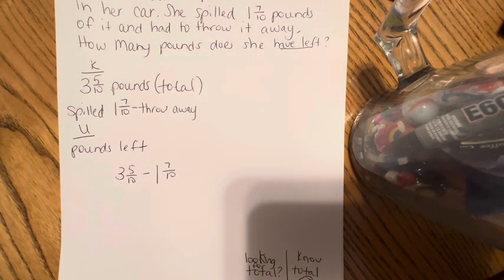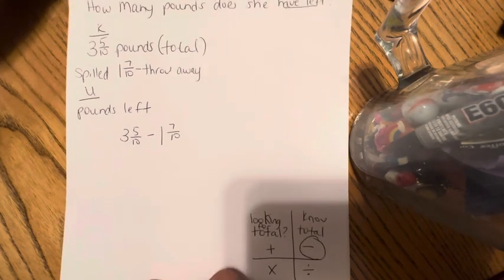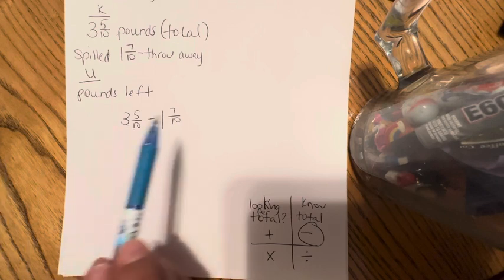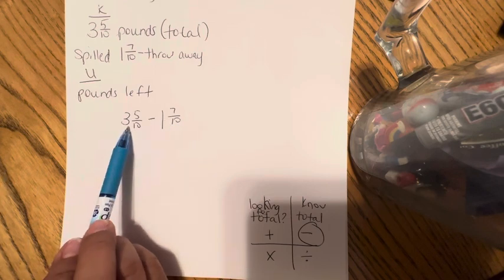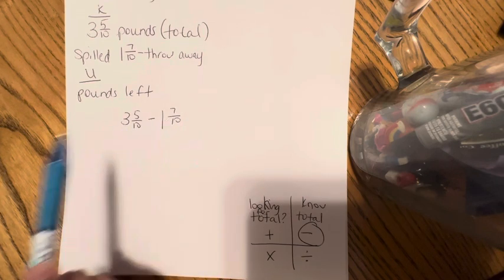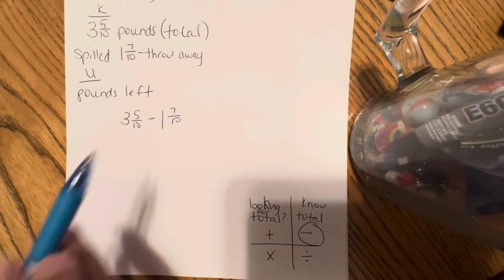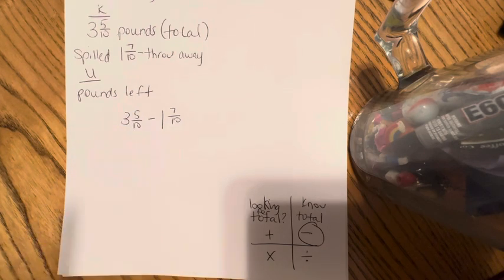All right, so here, this is the part that kind of tripped us up when we were subtracting fractions last week. When we're subtracting, guys, remember, we can't subtract a big number from a smaller number. So that means that when I'm looking for it and I'm looking for my total, that is the fraction that I'm going to start off with. So I need to start off with 3 5/10.